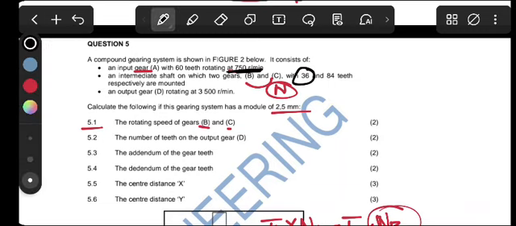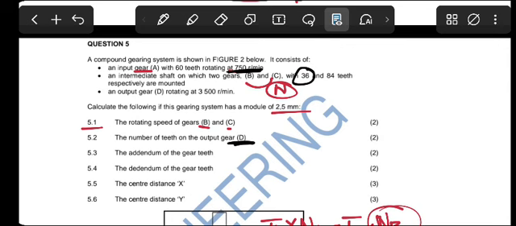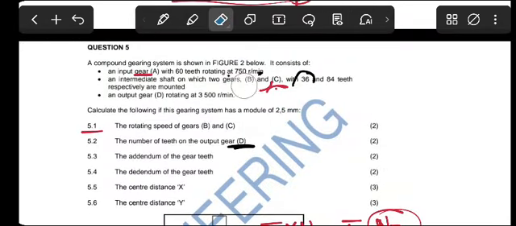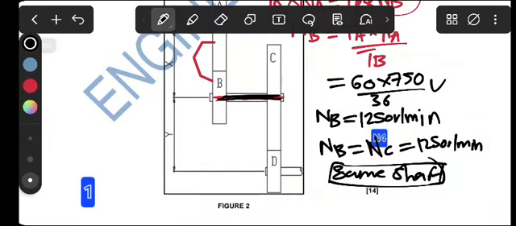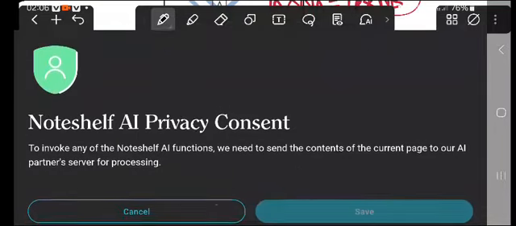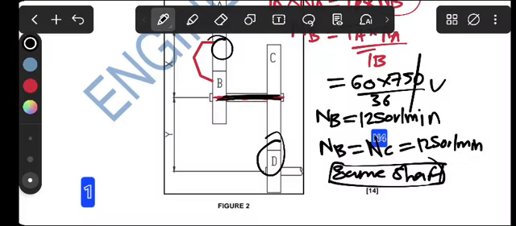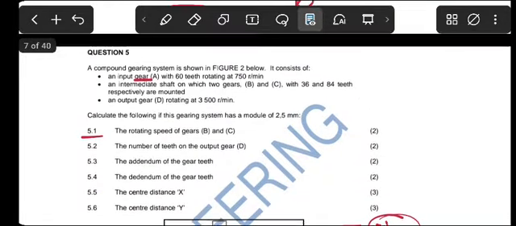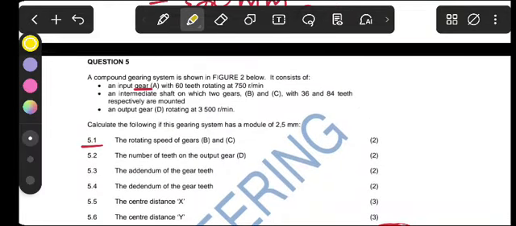5.2 says the number of teeth on the output gear. This is an output, and this is an input A. So guys, sorry about this, we know how we go about this.